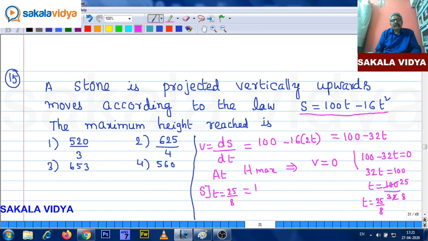That means 100 into 25/8 minus 16 into 25/8 whole square. So this we need to calculate. So let us take now 25/8 common.